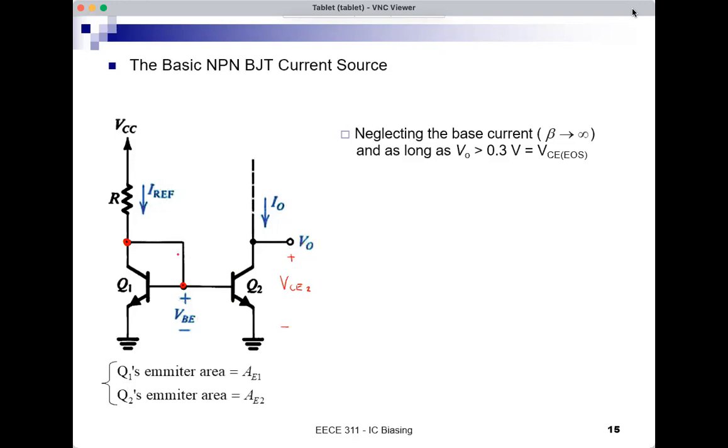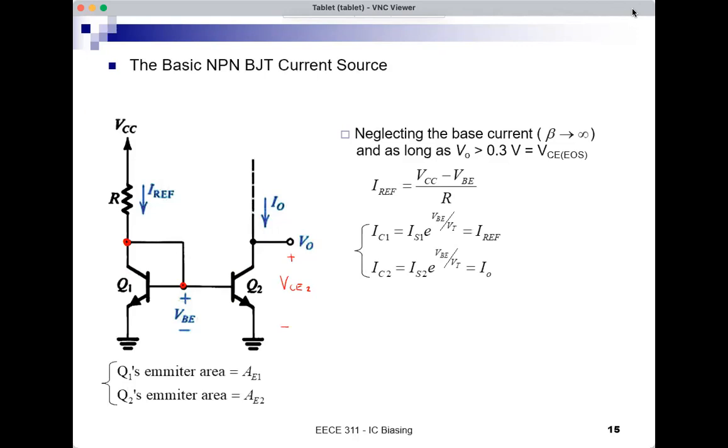And I'm neglecting the base currents. So now I can use the equations of current in the active region. IC1 will be IS1 e to the VBE over VT, and IC2 will be IS2 e to the VBE over VT. And I'm using IS1 and IS2 because IS is proportional to the emitter area. Because the two transistors have different emitter areas, their ISs will be different.